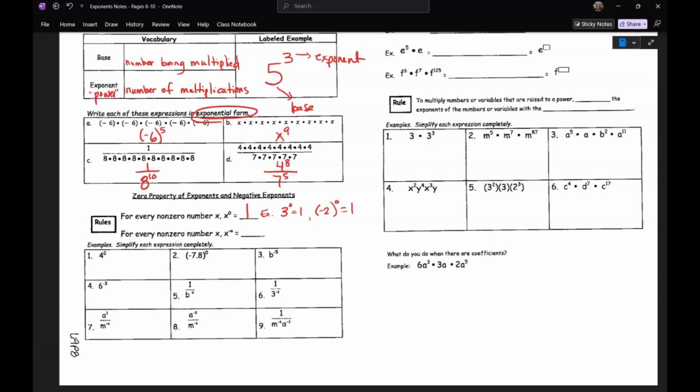And then for every non-zero number x, anytime you have a negative exponent, that is going to be rewritten in the denominator of a fraction. So some examples could be if you had 2 to the -3, that is really 1 over 2 to the third. Another example could be 7 to the -1. That would be the same as 1 over 7 to the first. Really just means bump that number and its exponent down to the denominator.